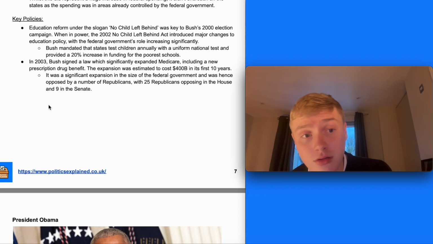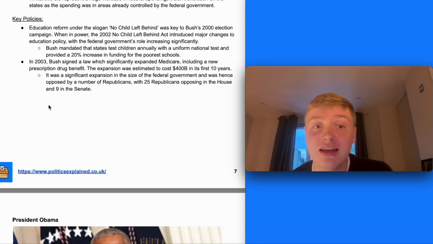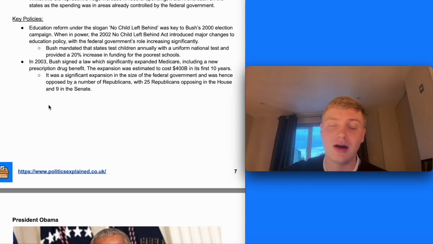In 2003 as well, Bush signed a law which significantly expanded Medicare, including a new prescription drug benefit. It was estimated to cost $400 billion in its first 10 years, and it was a significant expansion in the size of the federal government, and was hence opposed by a number of Republicans. Seven Republican senators and 25 Republicans in the House opposed the measure.